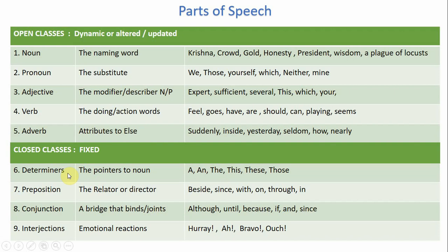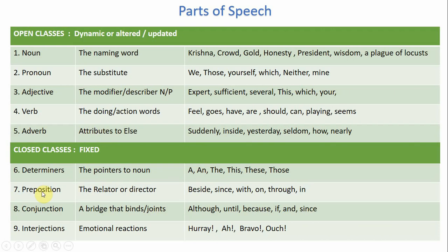डिटरमाइनर्स क्या करता है? इसका काम है पॉइंटर्स टू नॉन. ये बस नॉन को पॉइंट आउट करता है, नॉन को लिटिल बिट मोर स्पेसिफिक कर देता है. दिस बॉय, that man, this apples, a book, an book, the person, ये noun को more specific या noun को point करने के लिए है.